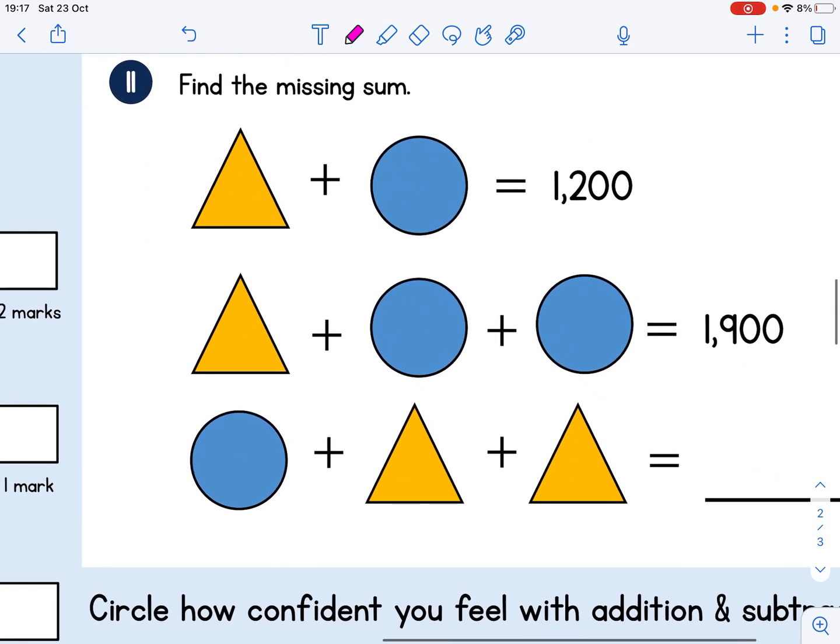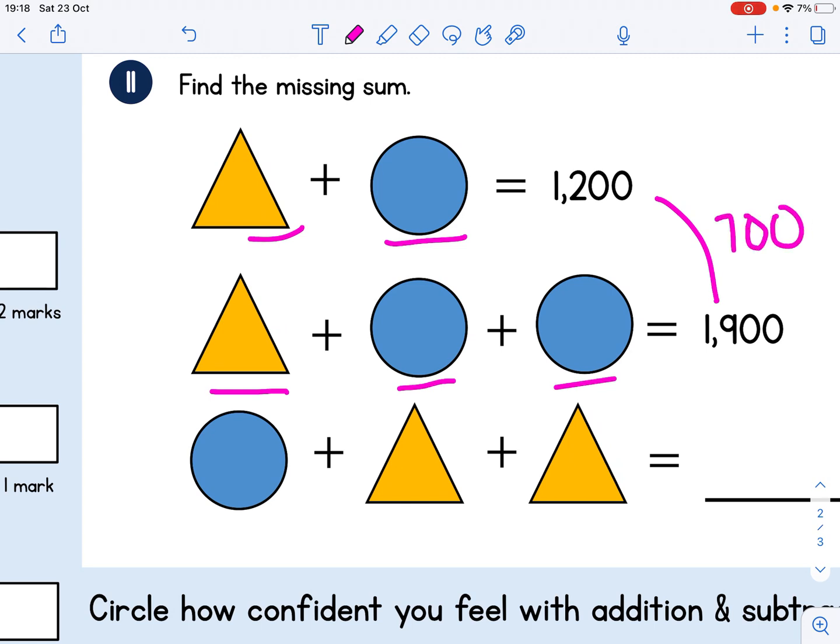Last one then, find the missing sum. So hopefully you realised that there are loads of different ways to do this, but hopefully one of the ways you could have done it was that you know that one triangle plus one circle equals 1,200. But if you have, again, one triangle and instead this time 2 circles, gives you 1,900. So that's a gap of 700.